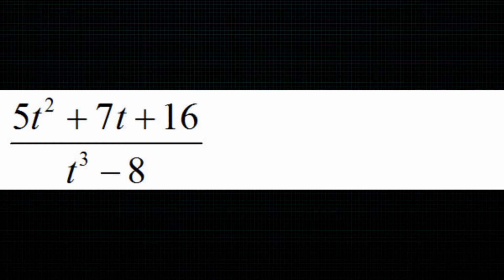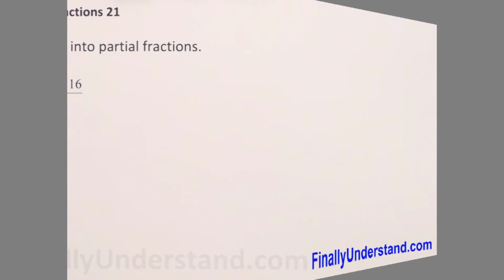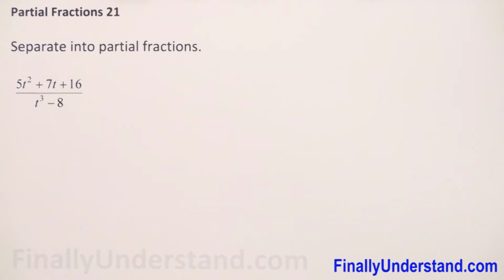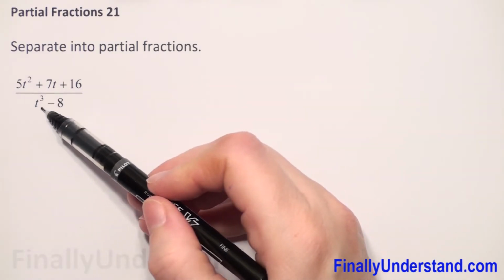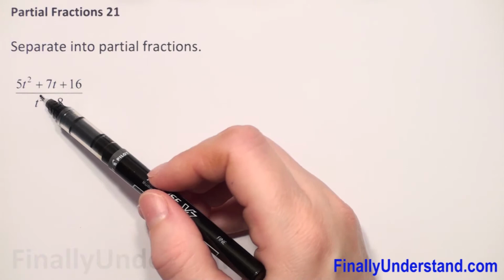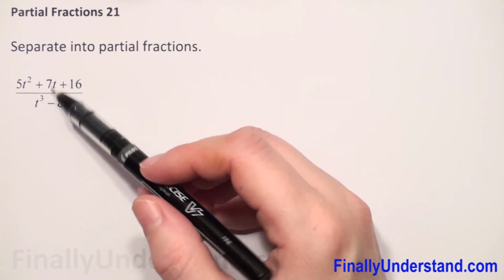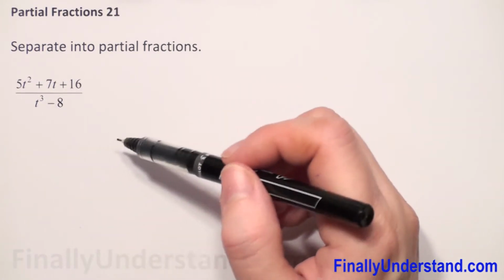We have to rewrite our rational fraction into partial fractions. How do we do this? First, we have to check the power of numerator and denominator. In this example, we have t squared and t cubed. So the power of numerator is less than the power of denominator, so everything is okay. We don't have to do long division.